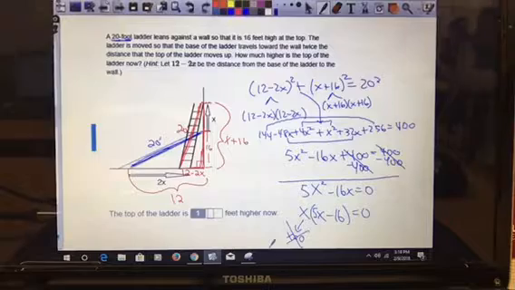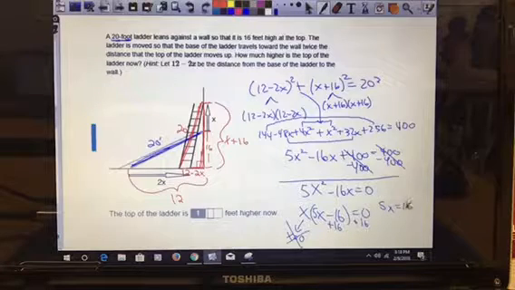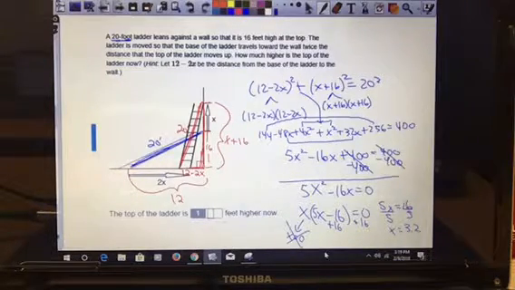Okay? So we're going to want this fraction answer here. When you add 16 on both sides, you'll get 5x equals 16. And then you divide by 5, you're going to get x equals, and it's 3.2 when you round it, or when you divide it, you get 3.2.